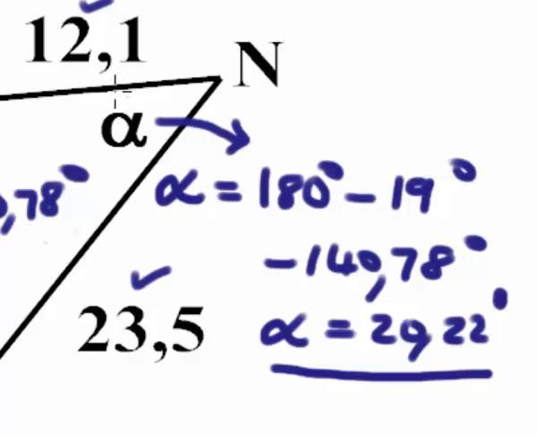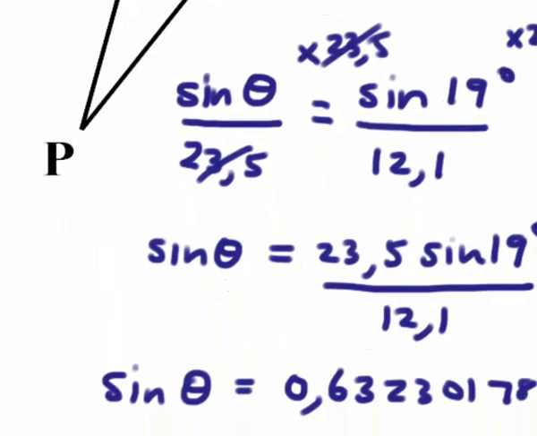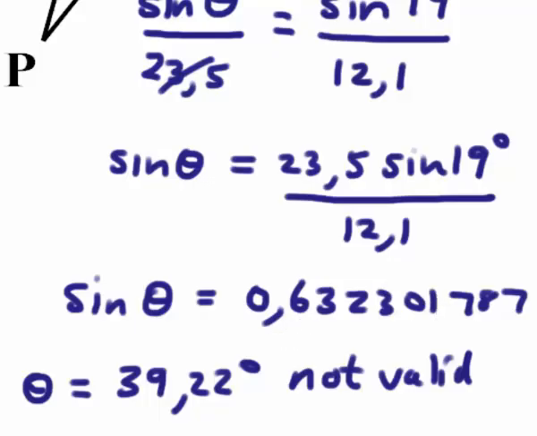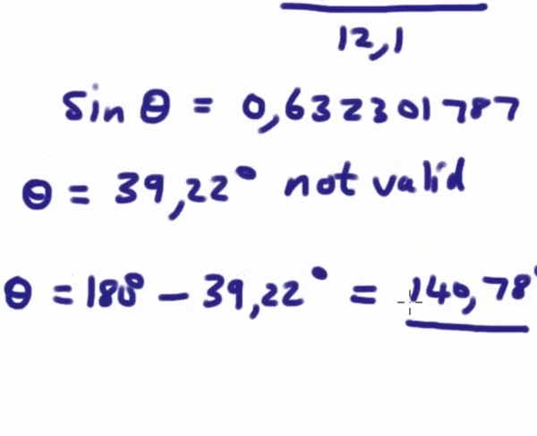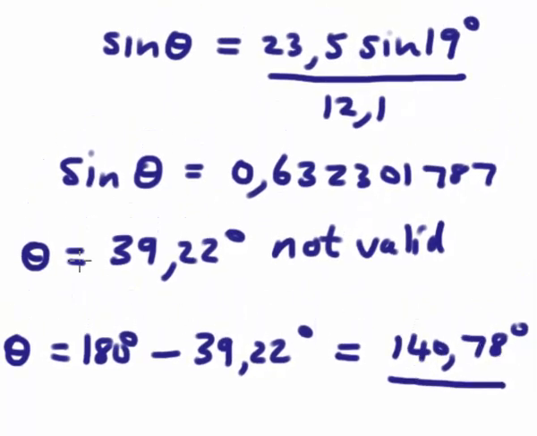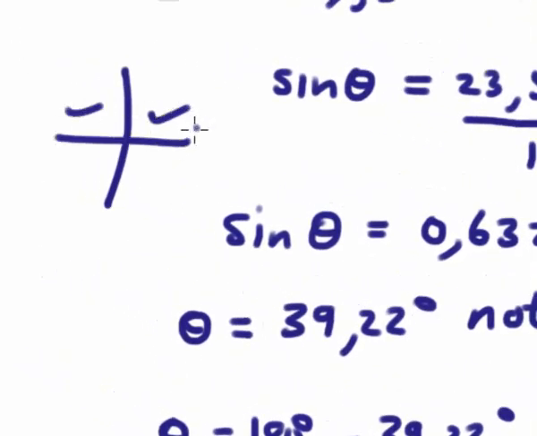Now remember, you had two sides but a non-included angle, and you worked out theta. Sine of theta over 23,5 is the sine of 19 over 12,1. You work it out, and remember, you can have two possibilities here. Theta's this, which is not really valid, and theta's 180 minus 39,22, which is 140,78. Remember, sine is positive in the first and second quadrants, and that's from 0 to 180 degrees, and obtuse would be over there. Okay, so the answer is that.